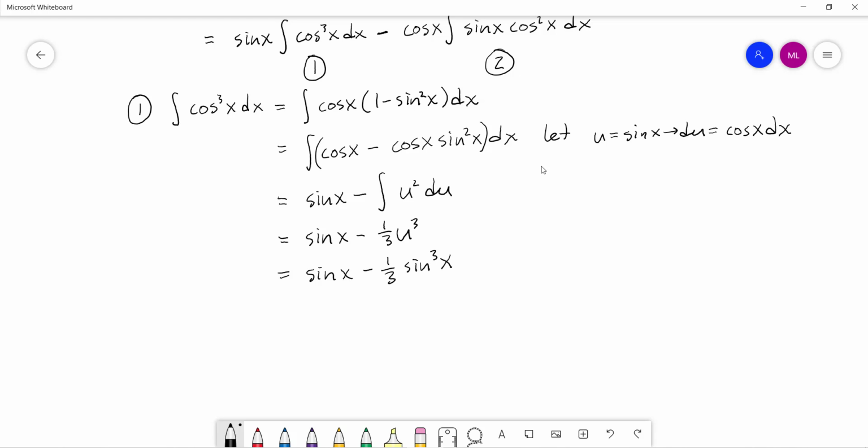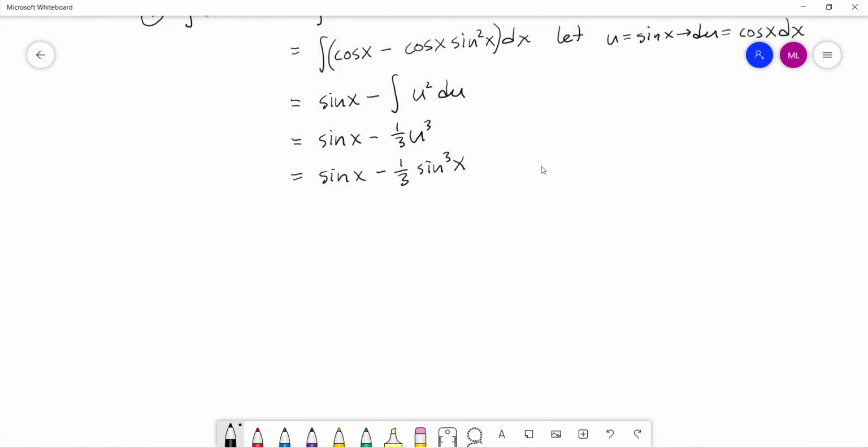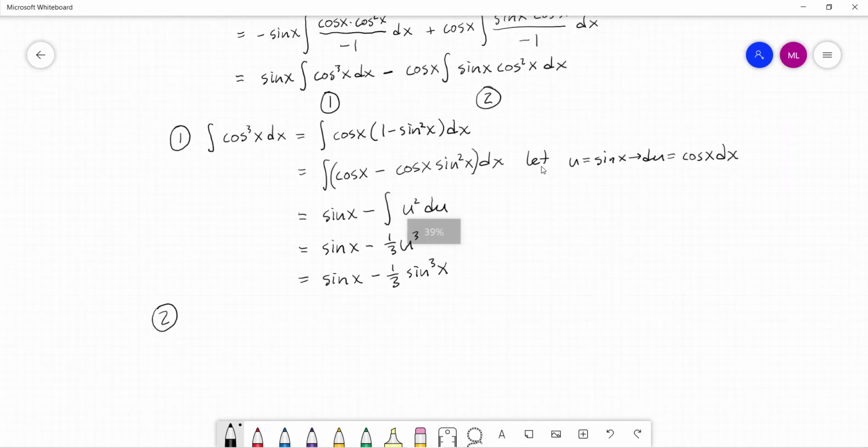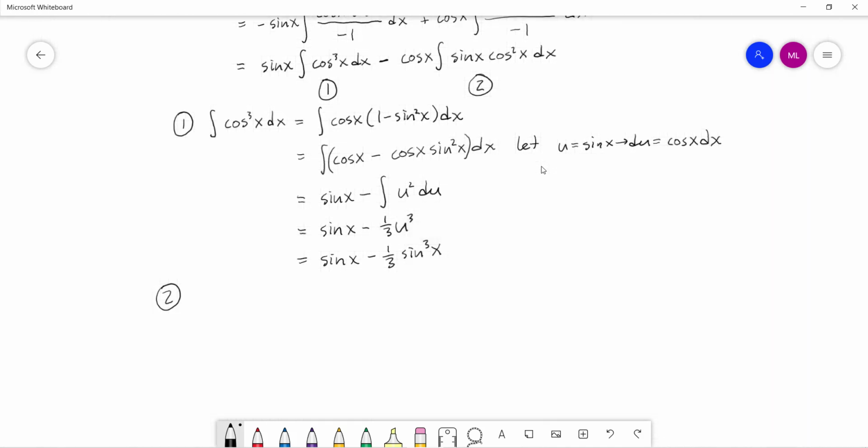Okay, so there's that piece. There's integral 1. Now let's do integral number 2, which is just ready for a u substitution right from the get-go. It's the integral of sine of x cosine squared of x dx. So again, let's let u in this case be cosine of x, meaning du is going to be the derivative of cosine, which is negative sine of x dx.